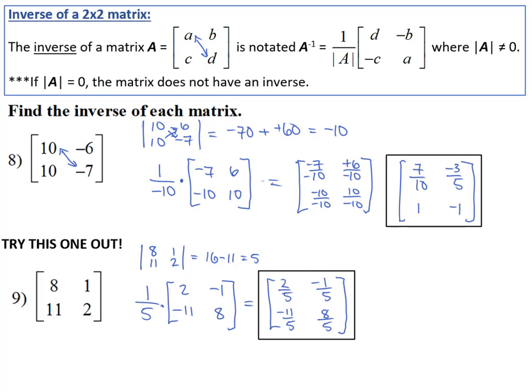Okay, there's our final one. Hopefully you found the correct determinant of 5 and then found our matching inverse. Okay, that's it. If you have questions in class, we'll certainly go over those. And again, if you want to check out what happens when you multiply this by its inverse, something pretty cool happens.